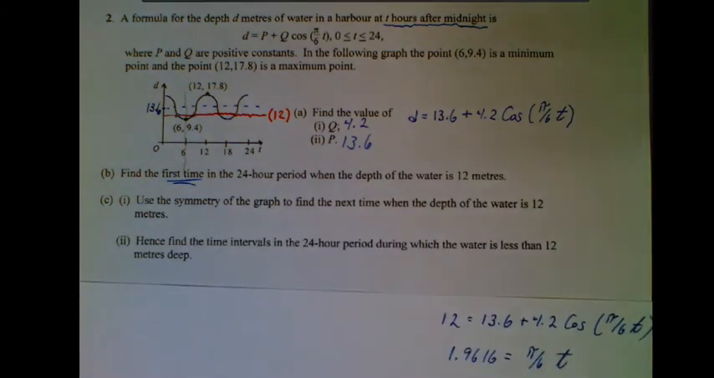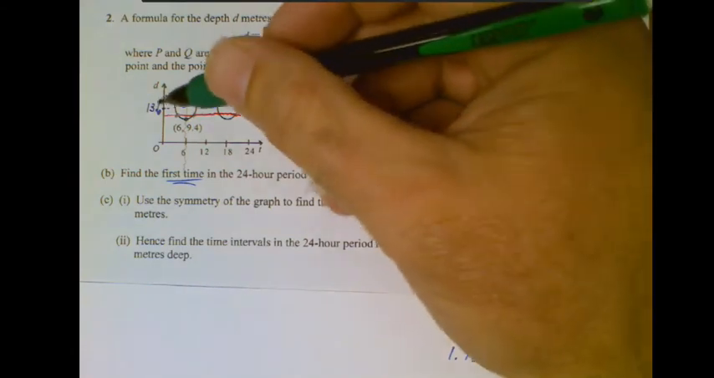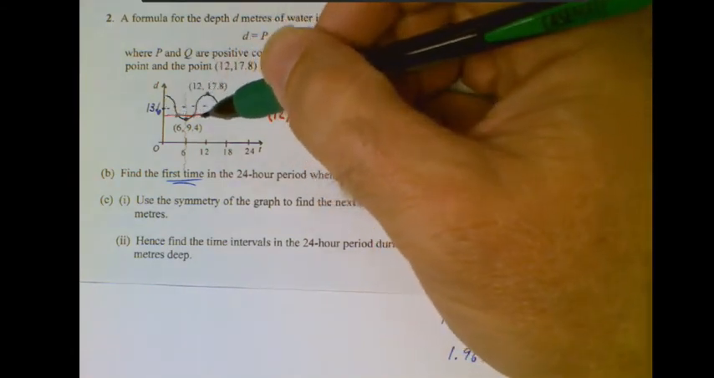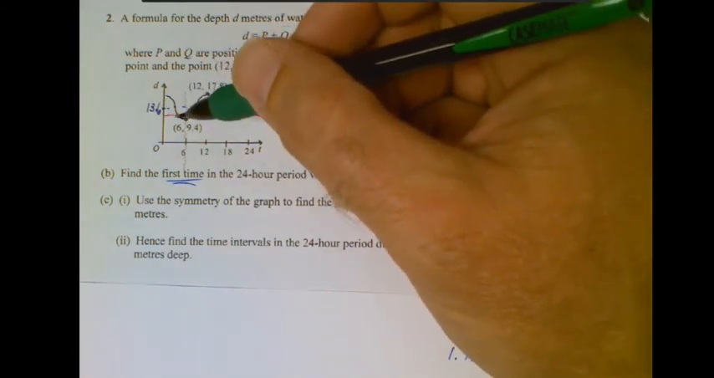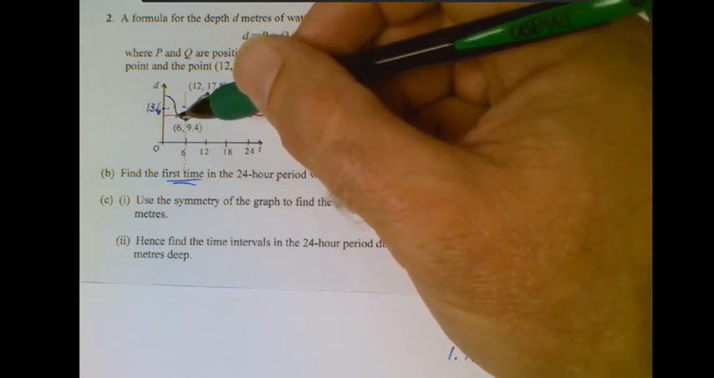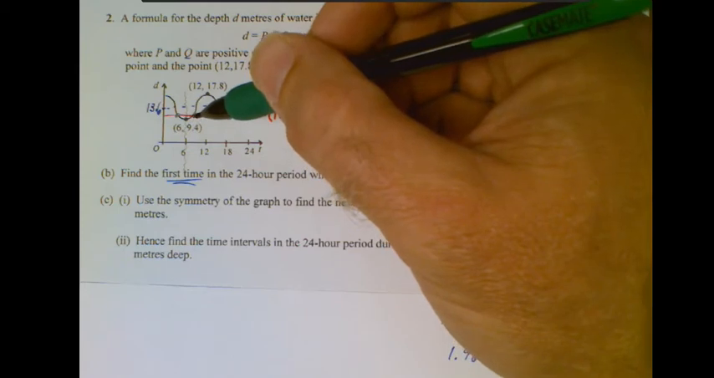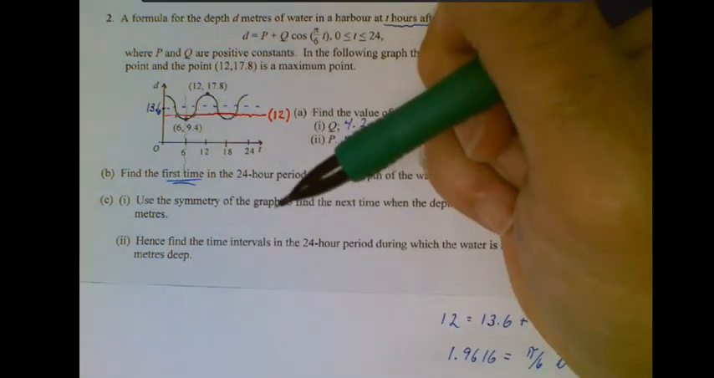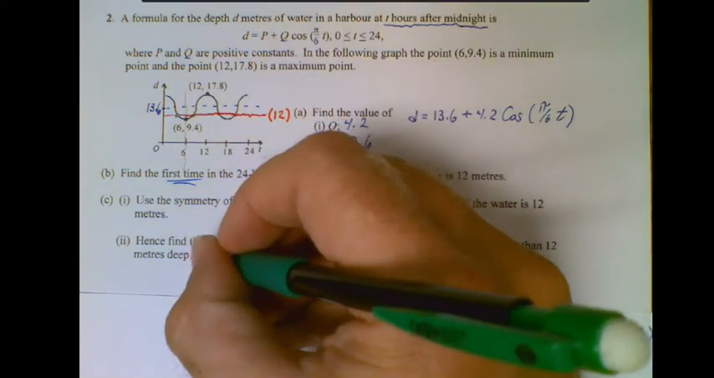Last one here, so find the time intervals in the 24-hour period which the water is less than 12 meters deep. So right here you can see the red line was where it was at 12. If I want to know where it was less than 12, well, right here it was less than 12. So from 3:45 a.m. to 8:15 a.m. it was less than 12. So there's one of my intervals.